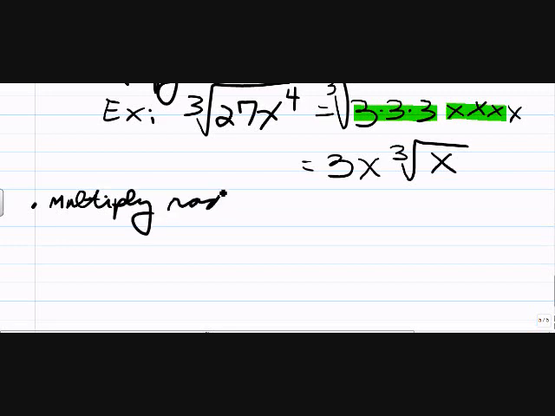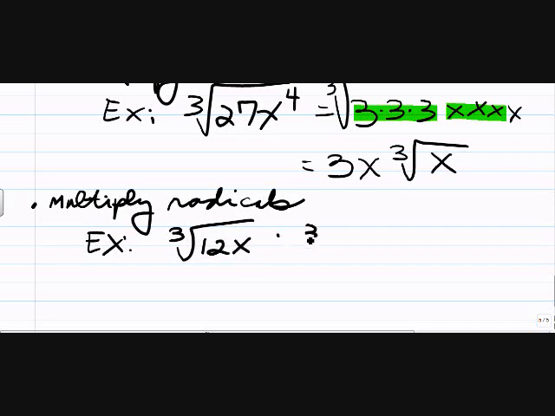You also need to be able to multiply radicals, such as the cube root of 12x times the cube root of 36x. Not sure why I'm doing all these cube roots, but I will go to square roots next. They'll all either be cube root times cube root or square root times square root, or we won't mix them.